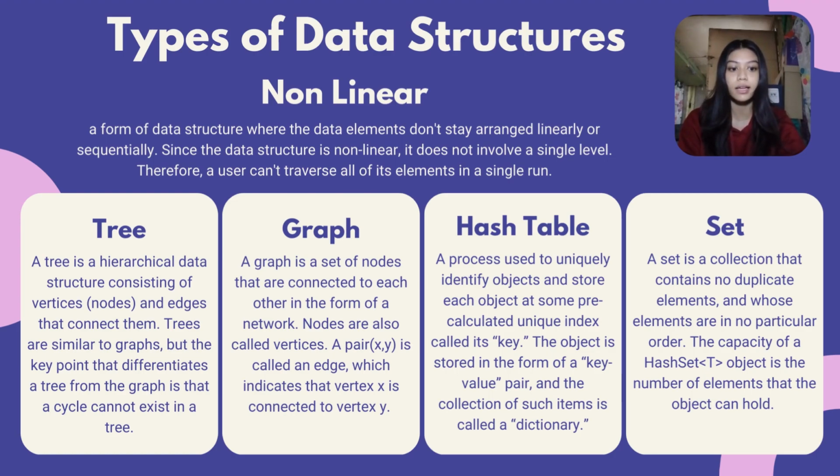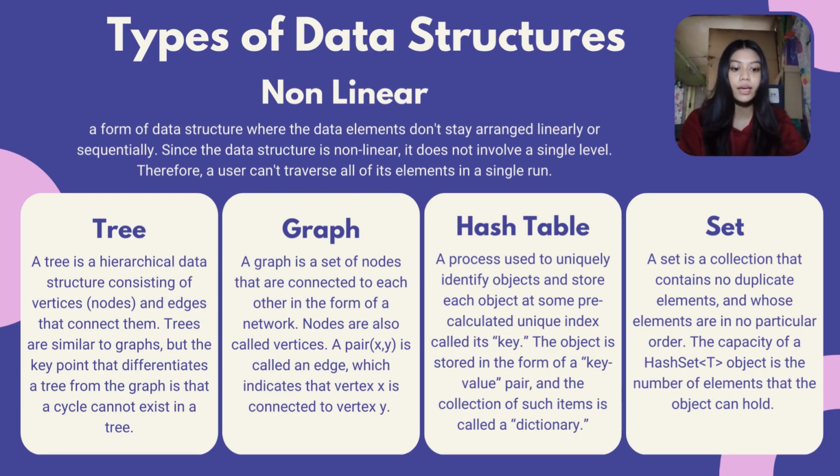A tree is a data structure consisting of vertices or nodes and edges that connect them. Trees are similar to graphs, but the key point that differentiates a tree from a graph is that a cycle cannot exist in a tree. A graph is a set of nodes that are connected to each other in the form of a network. A pair of x and y is called an edge, which indicates that vertex x is connected to vertex y.